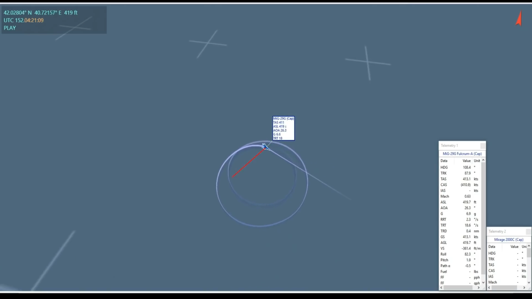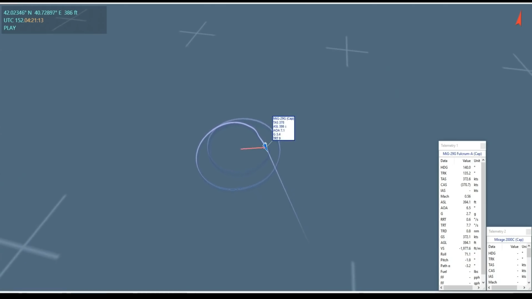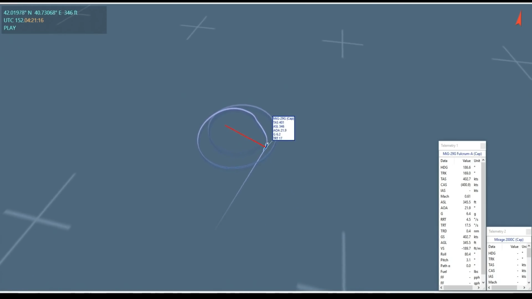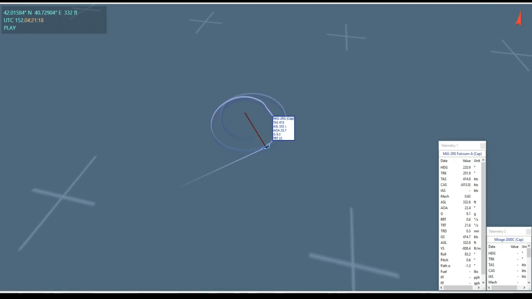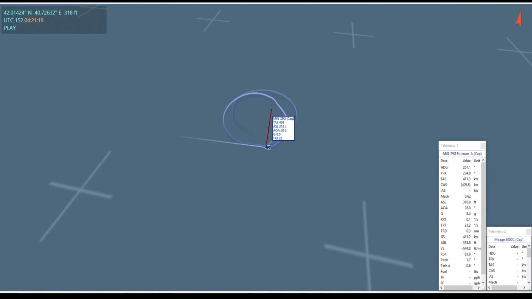Unloading again. Looks like I'm going to try it again. Try again. 400. Loading up. Massive spike there. 9G at 25 degrees per second, but again, you can't maintain that at that speed. It's not sustainable.